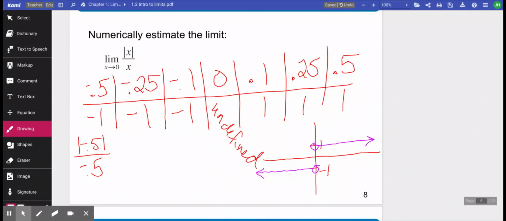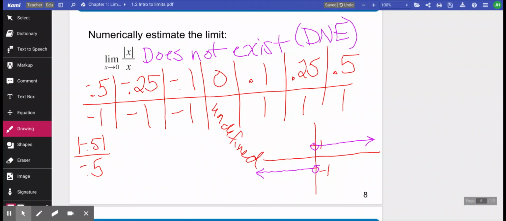So that means as I approach from the left and as I approach from the right, my y values are not approaching the same L, the same number. And so we say that this limit does not exist. All right, you might see sometimes the abbreviation DNE as well. Don't do that on the AP test, though. You want to write out does not exist. Okay, so there's an example of when our limit does not exist. We kind of had been hinting at that. In the next video, we'll look at more instances where our limit does not exist.